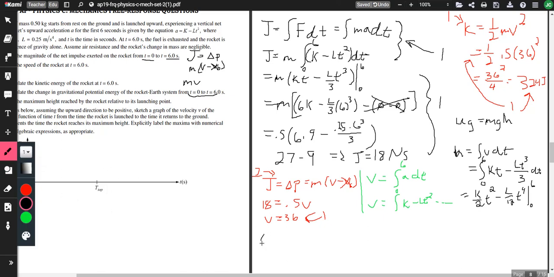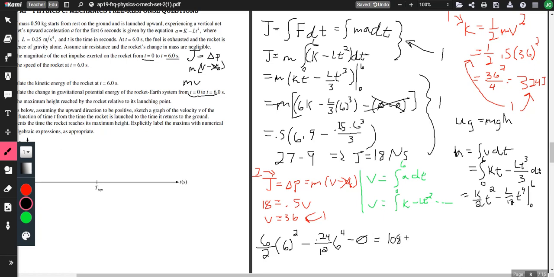Actually, no, you know what? I'm going to do it. 6 divided by 2 times 6 squared, minus 0.25 divided by 12, 6 to the 4th. And then when I plug zeros in for this entire thing, it ends up being 0. So my height is going to end up being 6 times 6 squared divided by 2.